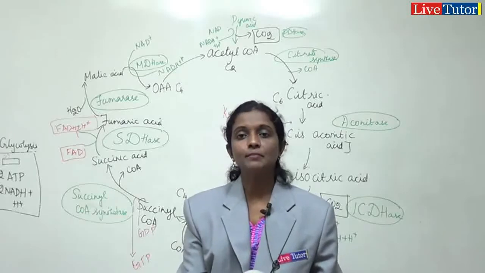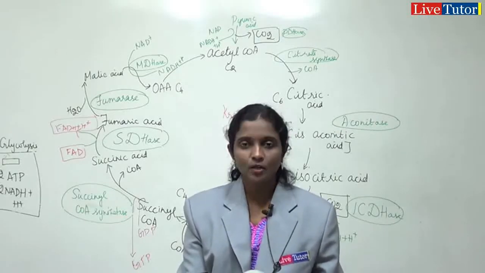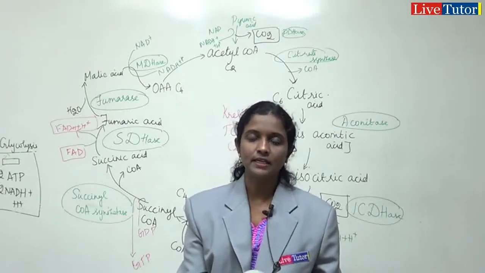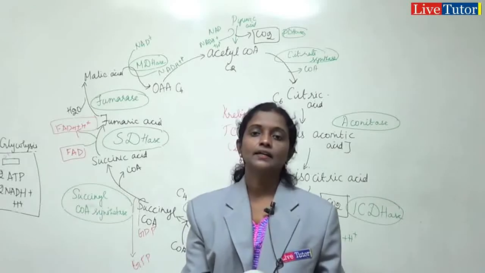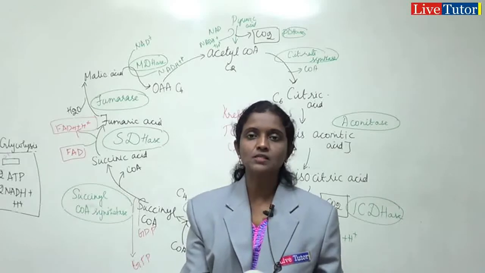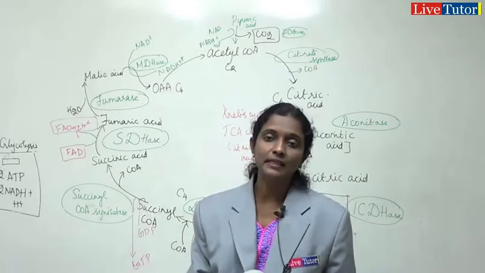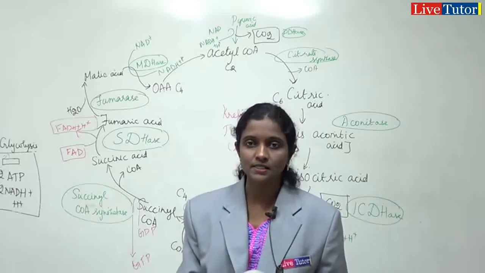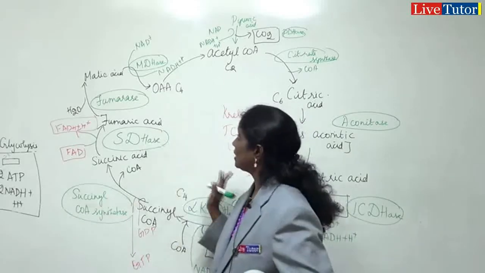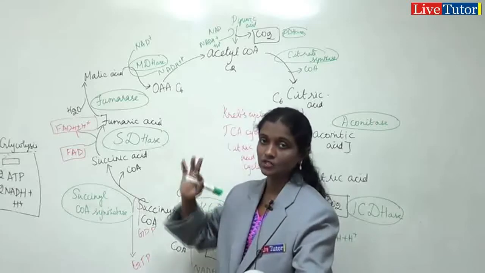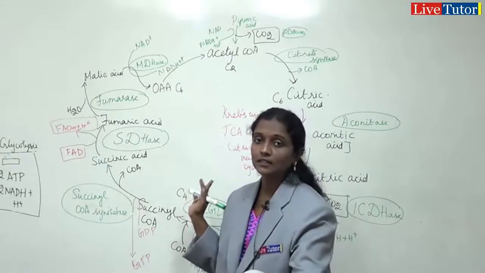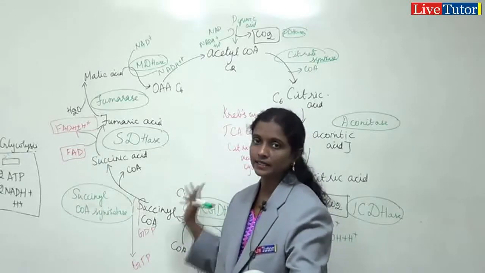By the enzyme malate dehydrogenase, and here also NAD is going to be involved. NAD is the reducing equivalent, and it is going to pick up the hydrogens and electrons from malic acid and convert that malic acid into oxaloacetic acid. So with malate dehydrogenase, the oxaloacetic acid is recycled back.